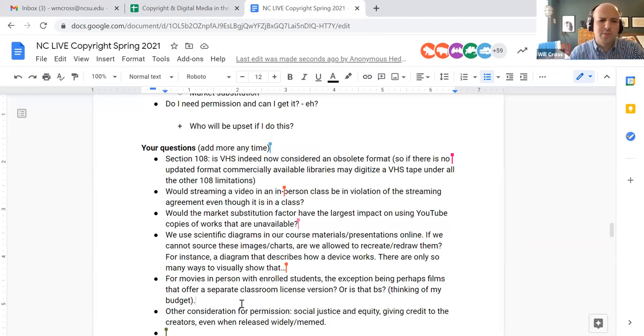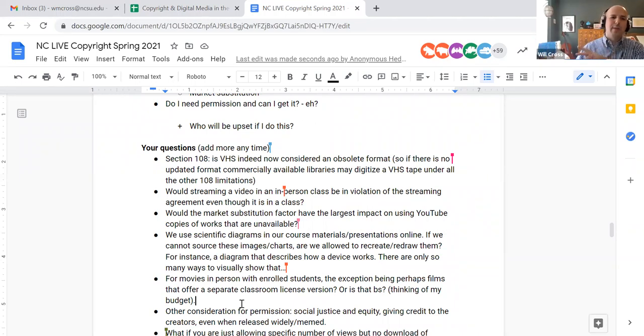The first question has to do with section 108. Remember, section 108 is that libraries exception, the exception where Congress said stuff that libraries do often needs copyright to get out of the way. The question is about whether VHS is an obsolete format. There is a specific part in section 108 that permits us to do some copying and format shifting if a format is considered obsolete. So if you find an old, you know, I think an 8-track is considered obsolete.